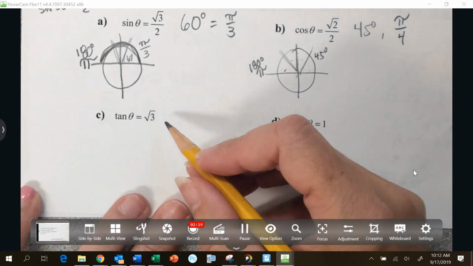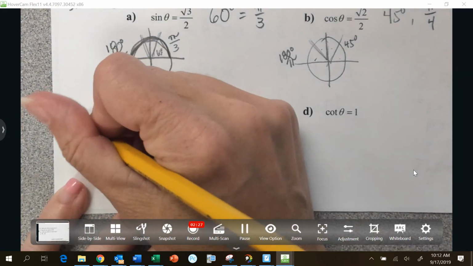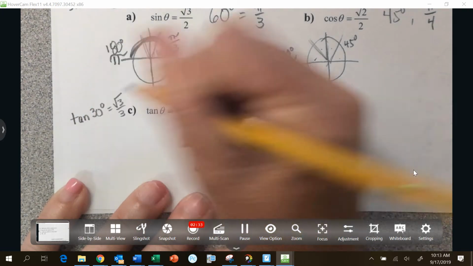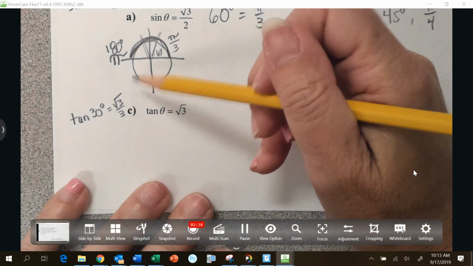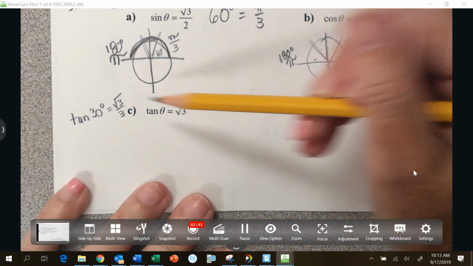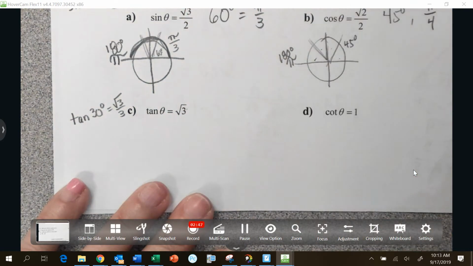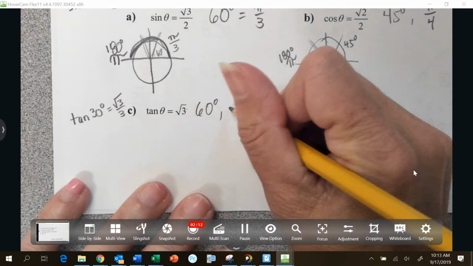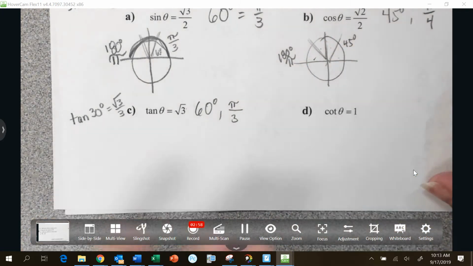Tangent of theta is radical 3. So I know it's 30 or 60. Maybe I don't have that one memorized yet. The one that I do have memorized is the tangent of 30 is radical 3 over 3. I memorized that by saying the 30 is the one with all the 3's in it. Tangent of 30 is the one with all the 3's in it. And then the one that's just radical 3 is the other angle in that same triangle. That's how I have it memorized. You need to figure out a good way of memorizing it yourself. This is 60 degrees. And what radian is 60 degrees? You say, how many times does 60 go into 180? 3 times. Pi over 3.